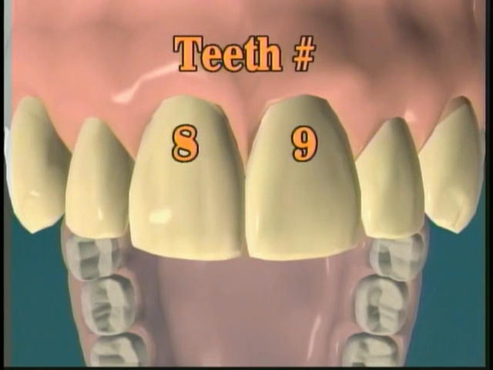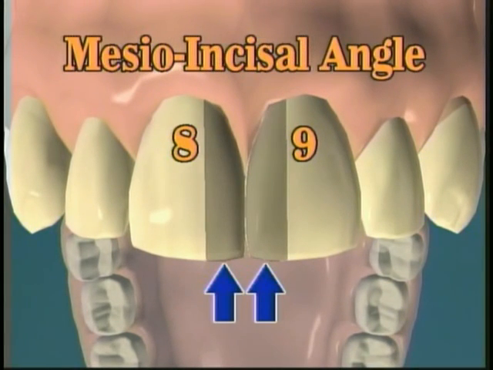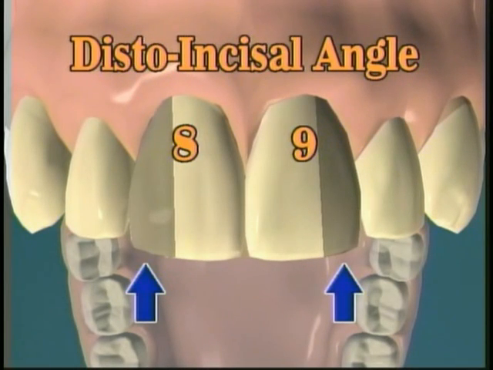Anterior teeth have two incisal angles: the mesio-incisal or MI angle and the disto-incisal or DI angle. The incisal angle description is used when a large amount of damage or large restoration is present on an anterior tooth.